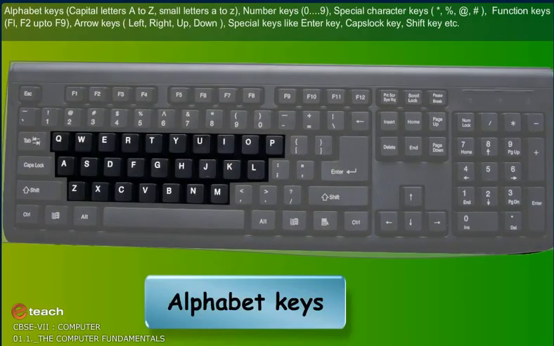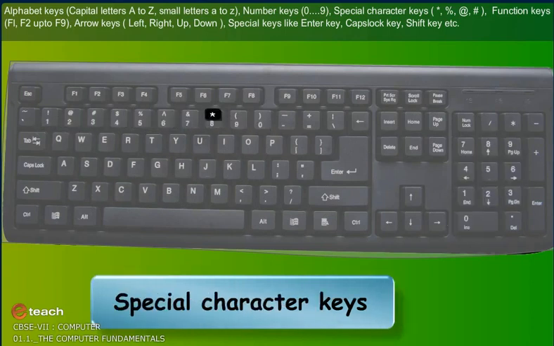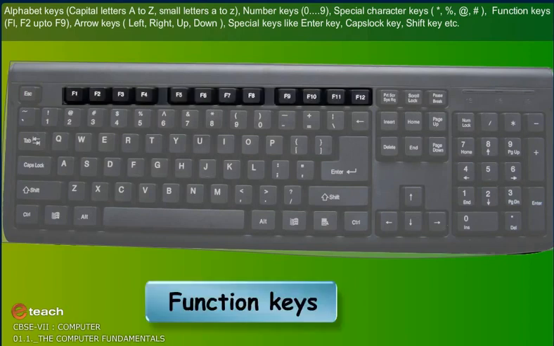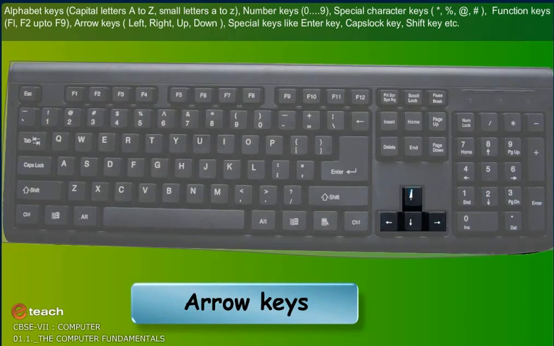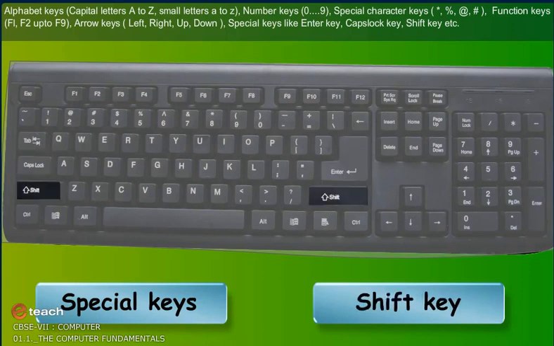Alphabet keys: capital letters A to Z, small letters a to z. Number keys 0 to 9. Special character keys: star, percentage, at, hash. Function keys F1, F2 up to F9. Arrow keys: left, right, up, down. Special keys like enter key, caps lock key, shift key, etc.